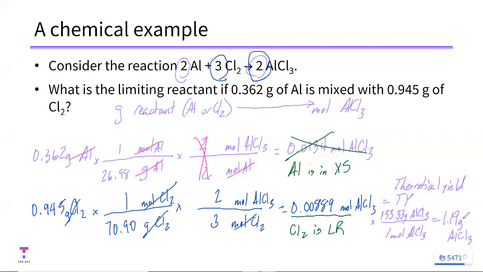Take what we're given, get them to where we can fairly compare the amounts, and choose the lowest. The lowest tells us that that reactant is the limiting reactant, and that what we got from that calculation is the yield, what we would expect from the reaction. Any questions here?